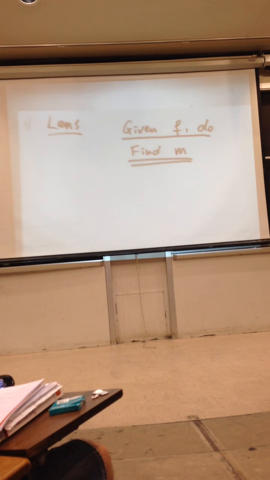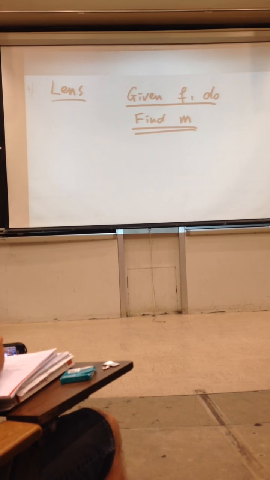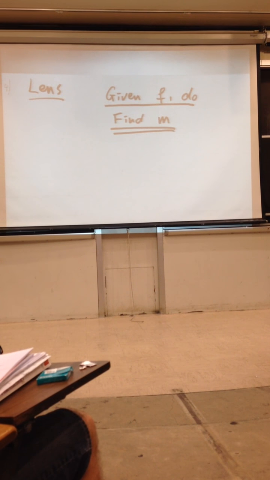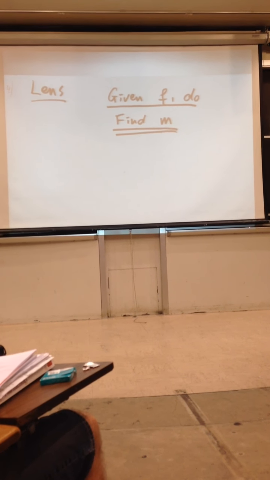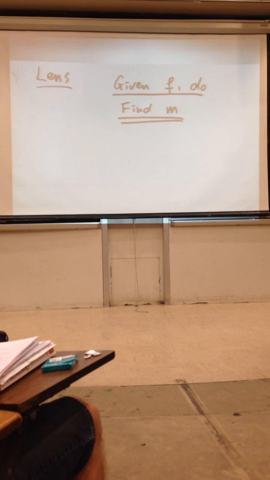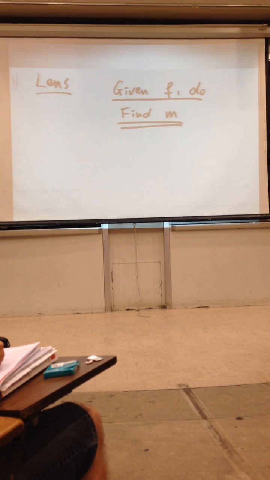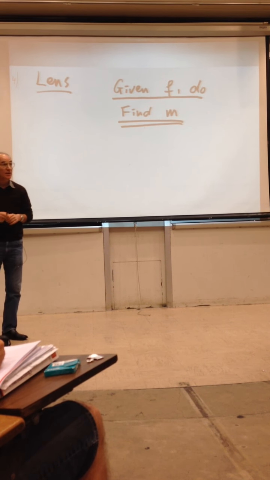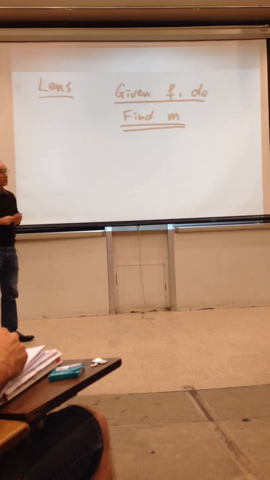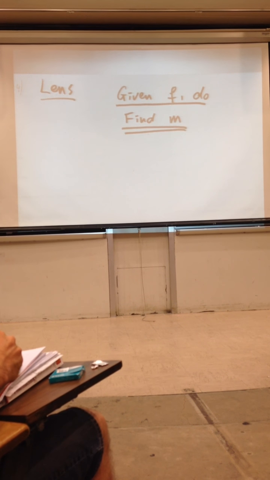Now we have a lens, and the focal length is given, and the object distance is given. You should determine the magnification. This is similar to that mirror problem. Immediately when focal length and object distance are given, we can determine the image distance using the thin lens equation, which is the same as the mirror equation.